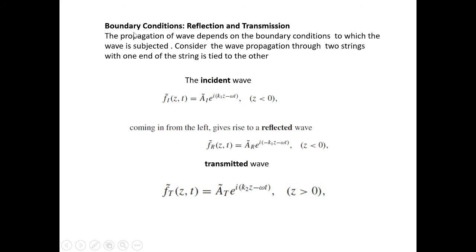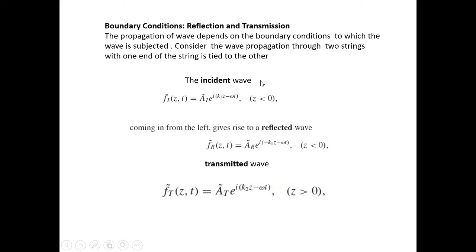Next we are moving to some boundary conditions, that means reflection and transmission. The propagation of a wave depends on the boundary condition to which the wave is subjected. Consider a wave propagating through two strings, with one end of one string tied to the other. So we have two strings, and we apply the boundary conditions.